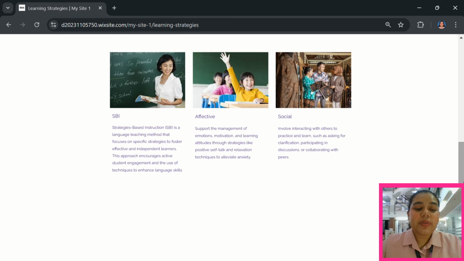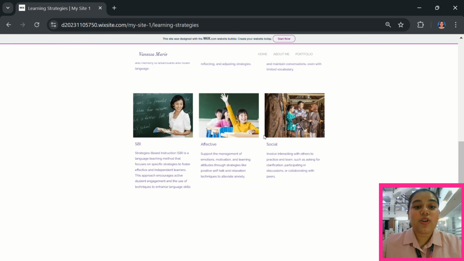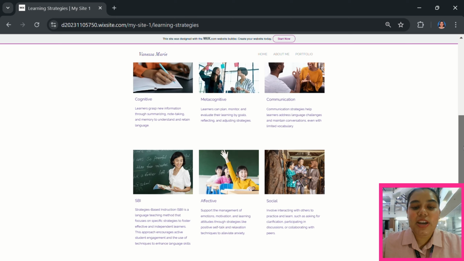And the fifth one will be affective strategies, which aim to manage emotions, motivation, and attitudes toward learning. And last but not least is social strategies, which, as the name suggests, emphasizes interaction and collaboration while using the language. So by using these strategies, learners can boost their confidence and competence in language acquisition.